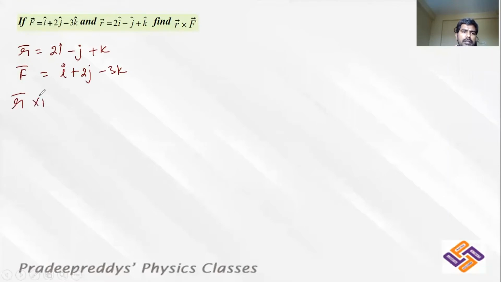R bar cross F bar is equal to the determinant. In order to find it, you will take i, j and k. Watch the previous lecture videos so that you will know how to find R cross F. i, j and k. As the first vector is r, take its coefficients here: 2, minus 1 and 1. F is 1, 2 and minus 3.